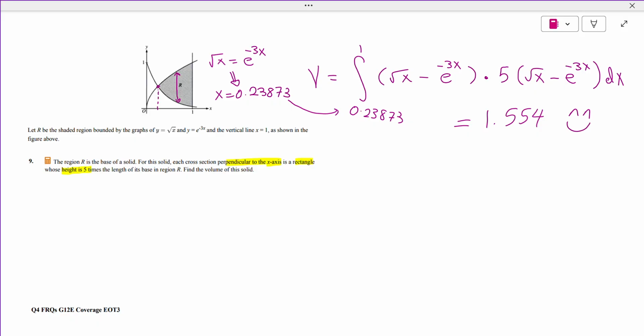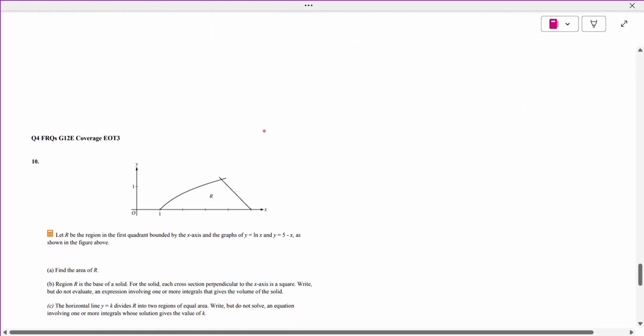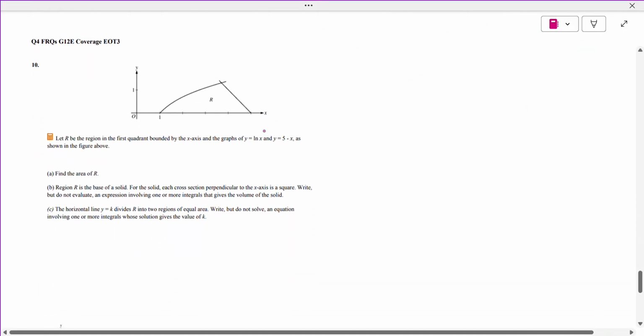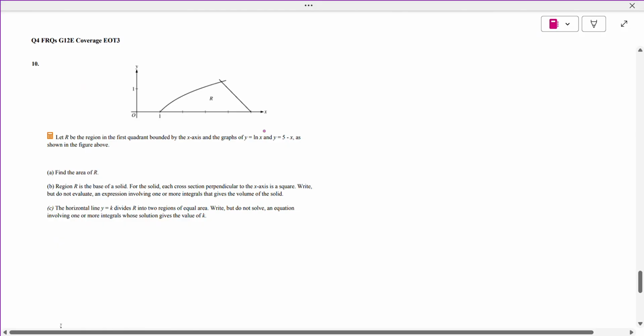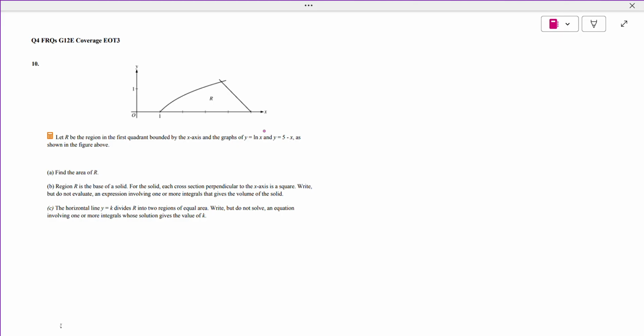So, moving on to the next question, which is question 10. It's a calculator active question. We have region R in the first quadrant bounded by the x-axis and two other functions. Find the area R. So to find the area R, this is question 10. This is 1, this is 2, 3, 4, and this is 5. Now this intersection point is slightly smaller than 4.